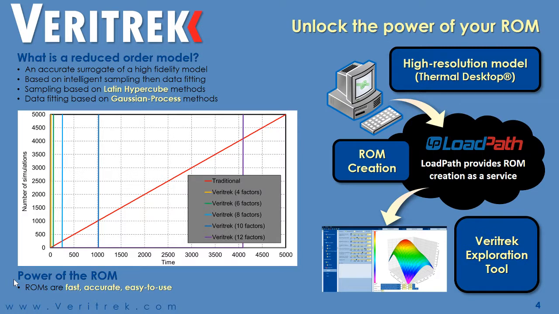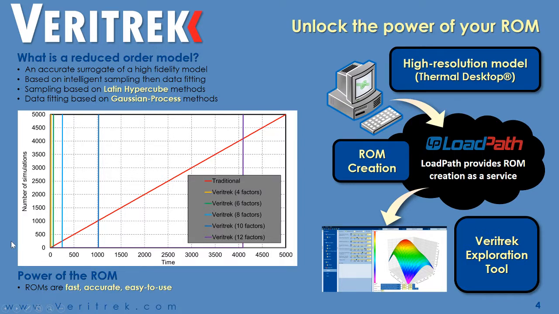But how do we obtain a ROM? Well, what you would start with is a high-resolution model, again, a thermal desktop model, that would then be provided to LoadPath, our parent company, and LoadPath would then convert your thermal desktop model into a reduced order form. That reduced order model would then be provided back to you along with the Veritrek Exploration tool, which gives you the power to explore that reduced order model.